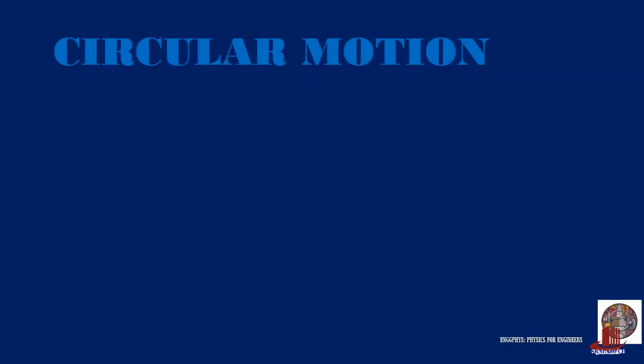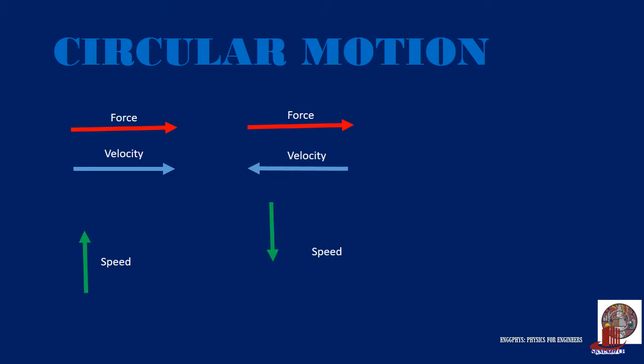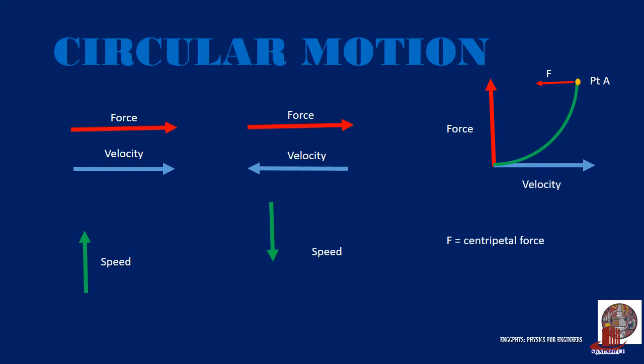Let us analyze the two different types of motion. As learned previously, if the force acts in the same direction as the velocity, its speed will increase, whereas if the force is opposite the velocity, the speed will decrease. How about if the force is perpendicular to the velocity? The movement of the object will be circular, and at a certain point A, there will be a force which will draw the object to the center, which we call centripetal force. The velocity will have the same magnitude but changing direction, and we call it tangential velocity.